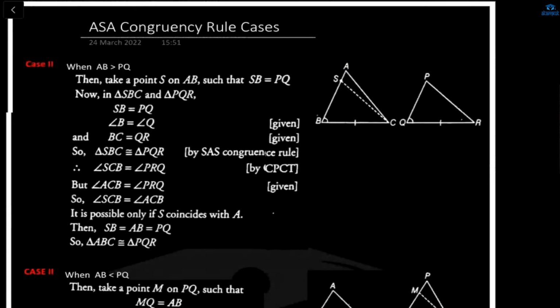Now in the other two cases also, it is trying to say that it's not necessary that the other side is also given. Only two sides and one angle are sufficient to prove that the two triangles coincide with each other, that the two triangles are congruent. Now case two, that AB is greater than PQ.